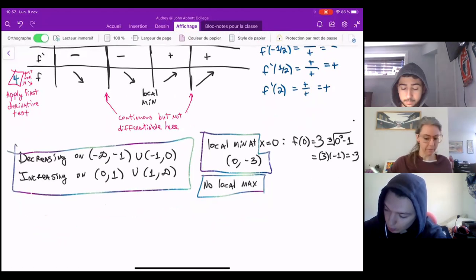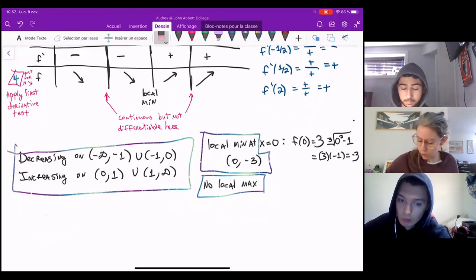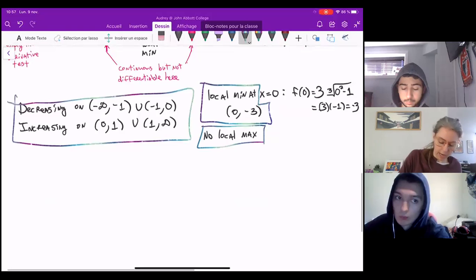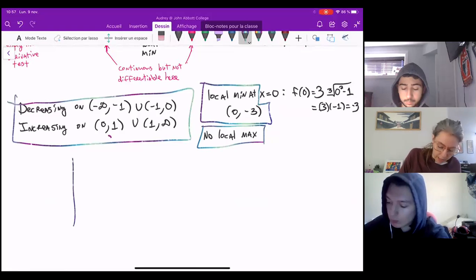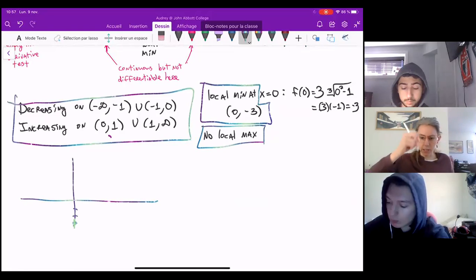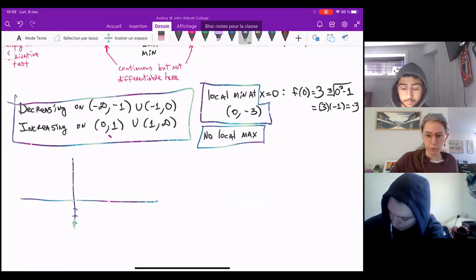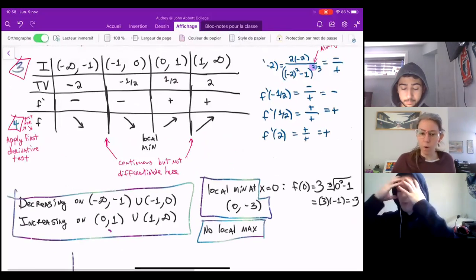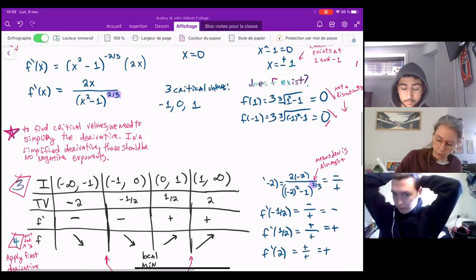I'm actually going to draw a graph of this thing. So if that didn't make sense to you, you can kind of see what I was just saying there. This looks a little bit like this. So I know that there's a local min at 0, -3. So I'm going to plot that local min there. I know that it's decreasing on the left side and increasing on the right side, but I also have these other two values that I'm just going to plot that I found up here. 1 and -1 are both 0.